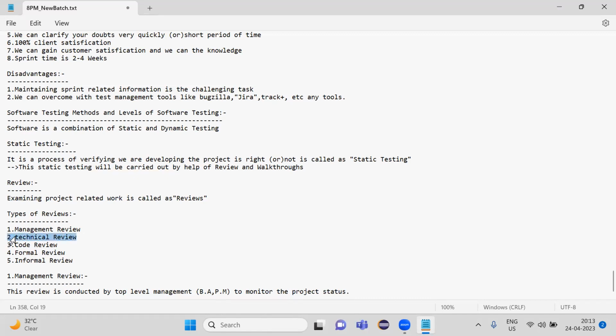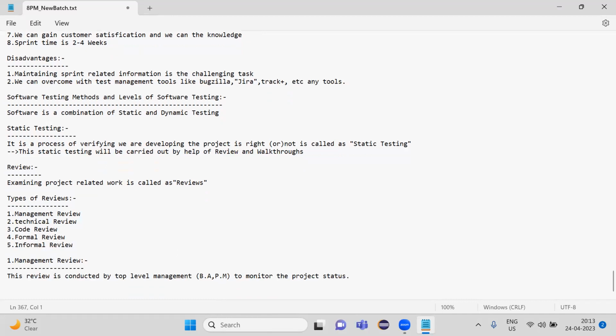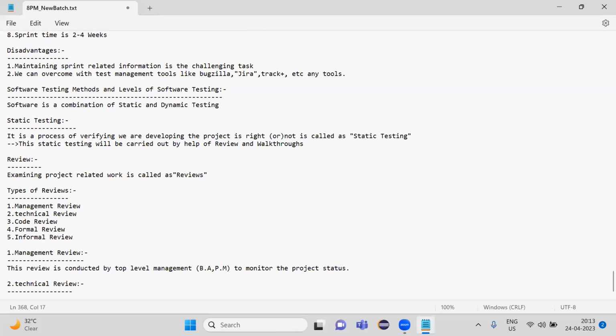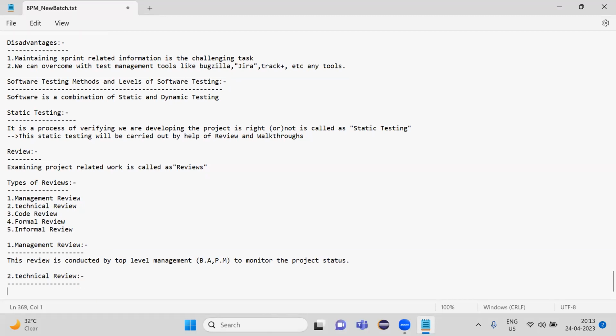Coming to technical review, who is going to conduct this kind of review? Developers, design team. This review is conducted by technical people. Technical people decide the best approach of designing. Yes or no? Designing documents.